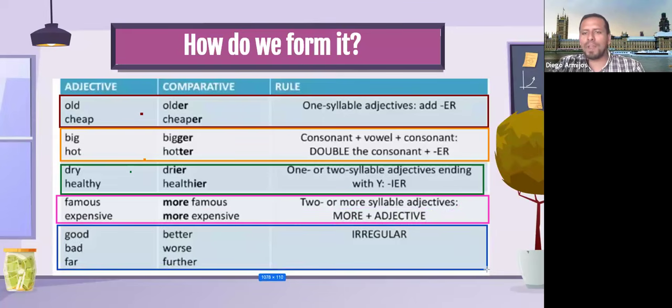And finally, we have this pattern, which is a totally different pattern. This is irregular adjective. So in this case, when we have irregular adjectives, you don't need to add something, or you don't need to modify the word. In this case, the word is gonna change completely. For example, good, better, bad, worse, far, farther, okay? Because this is an irregular adjective.